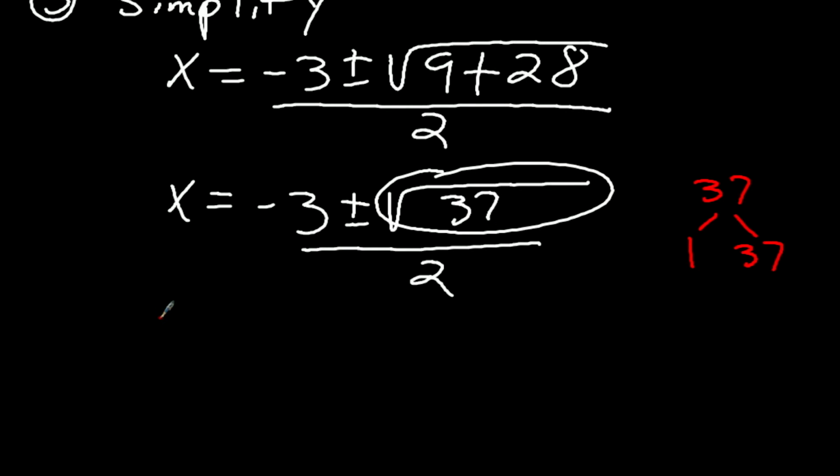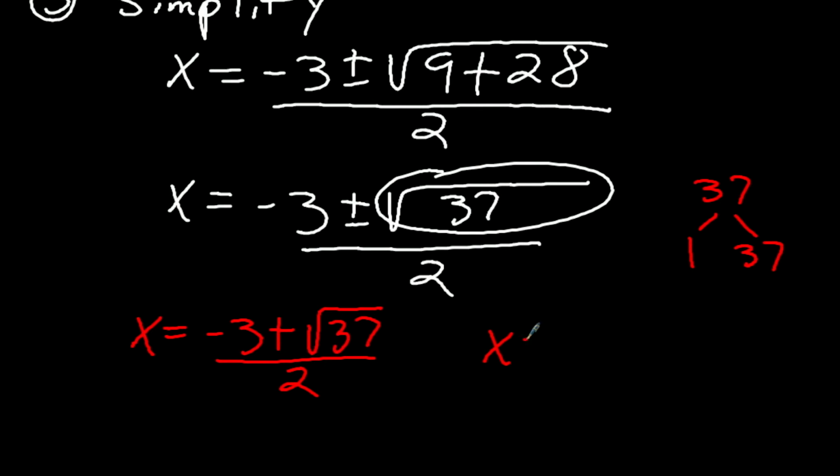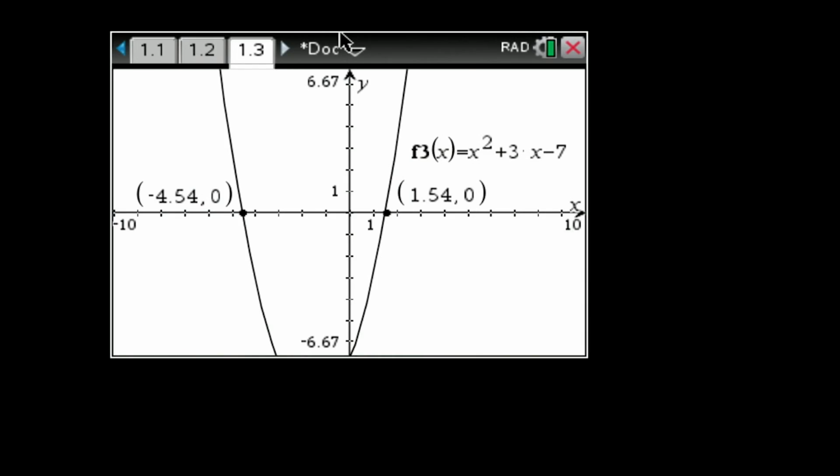So we have x equals -3 plus the square root of 37 divided by 2, and we have x equals -3 minus the square root of 37 divided by 2. Now, if we want to check our answer, we can actually graph this on a graphing calculator, which I have already done. So I've graphed this.